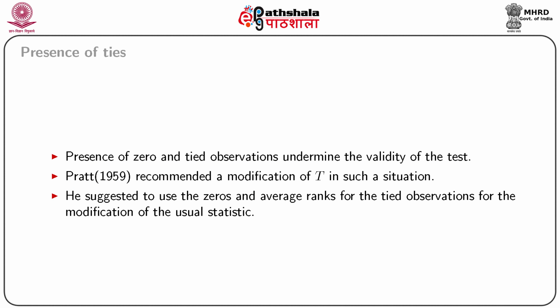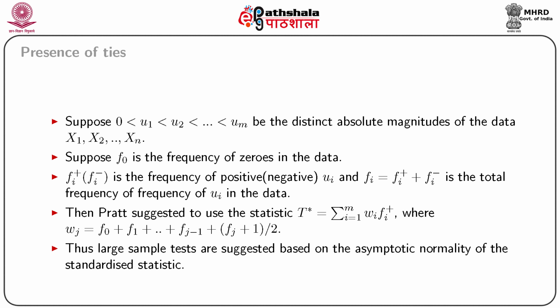Although we have assumed continuity of F, that is, theoretically, probability Xi equal to 0 is zero for every i, in practice, an observation may be 0. In addition, absolute values of the observations may be tied. Now, the presence of 0 and tied observations undermines the validity of the test. Pratt recommended a modification of T in such a situation. Pratt actually suggested to use the zeros and average ranks for the tied observations for the modification of the usual statistic. Now, you can consult the slide for details on this tied arrangement.